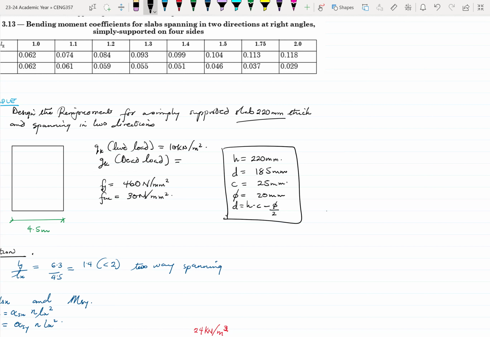So this might give us, let's say, maybe 220 minus 25 minus 10 over 2. That's approximately some value, right? Am I correct? No, so 20 over 2, not 10. 20 over 2. So that should give us roughly about 185. It's just an assumption.